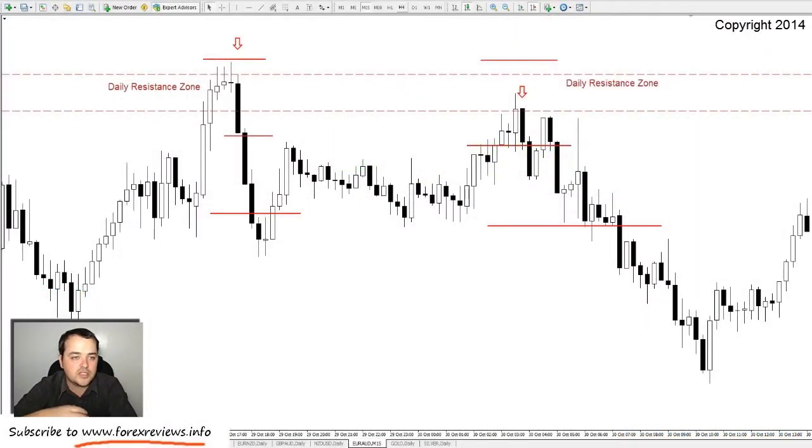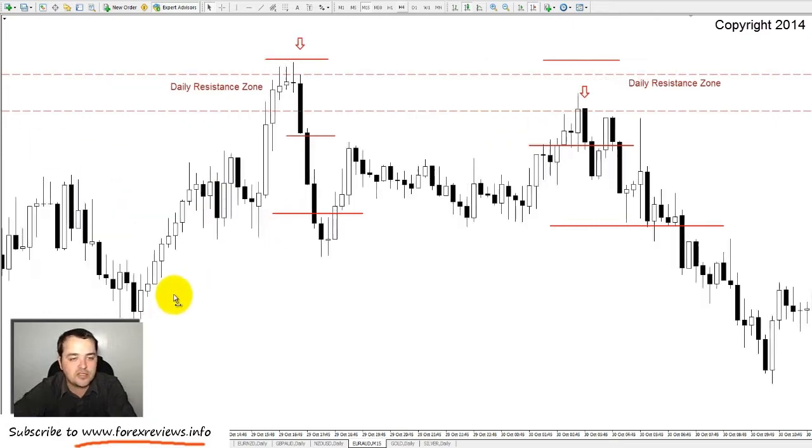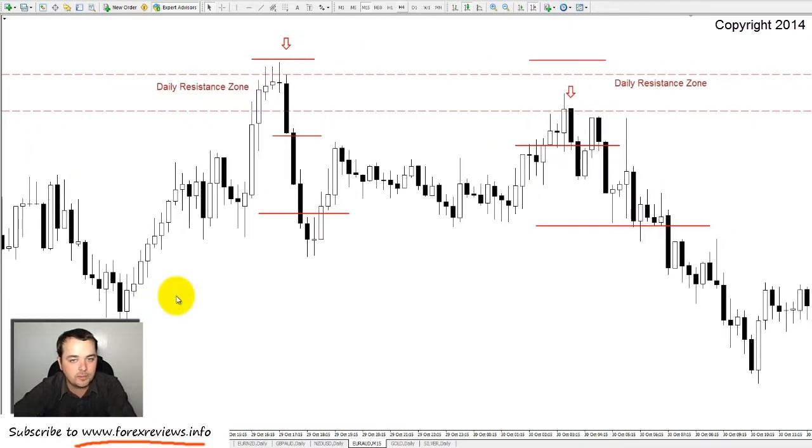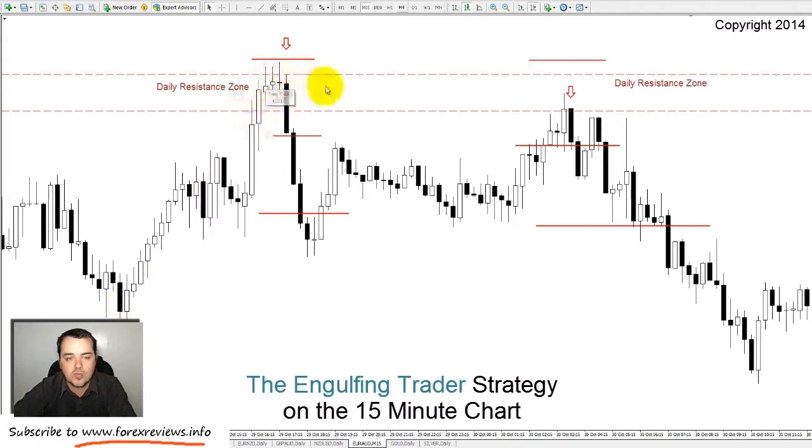Hey all, in this video we'll go over trading the engulfing trader on the 15-minute chart. As you can see, I have two trade opportunities lined up right here. How we trade this is very similar to what I showed you in part 3. We wait until price comes up to a daily resistance zone where we should have our alarm set. Then when it gets to this zone, we wait to see a bearish engulfing when it's a resistance zone in order to take a trade.